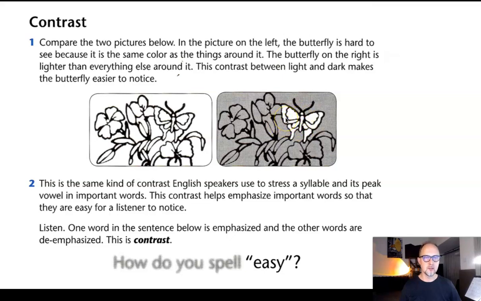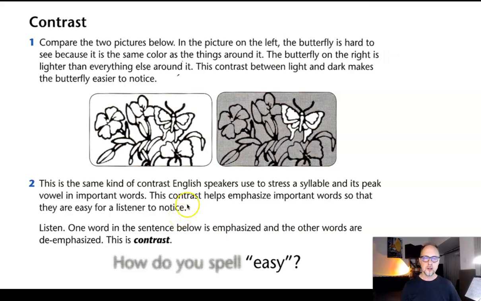So contrast means difference, right? So the butterfly is very different from the rest of the picture, so it's easy to see. There's a contrast. Here, the butterfly blends in and it looks the same as everything else, and so it's difficult to see. This is the same kind of contrast English speakers use to stress a syllable and its peak vowel in important words. This contrast helps emphasize important words so that they're easy for a listener to notice, right?